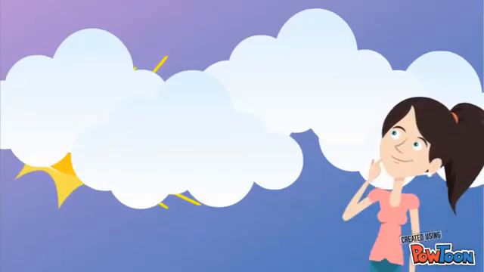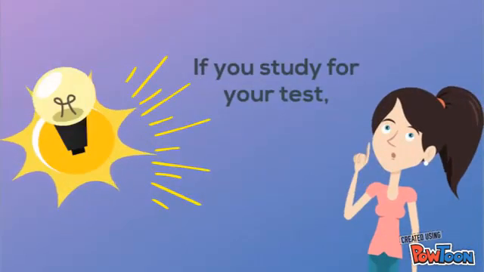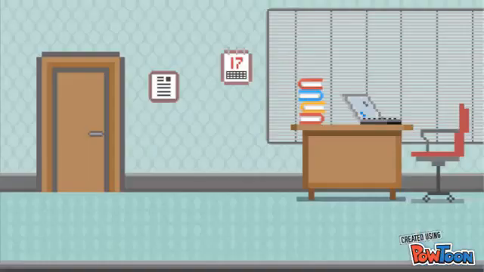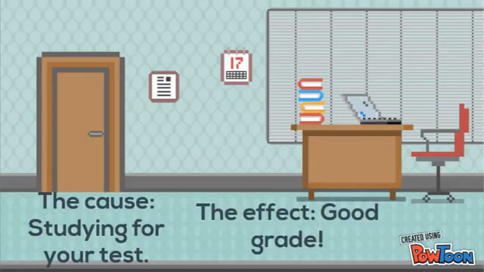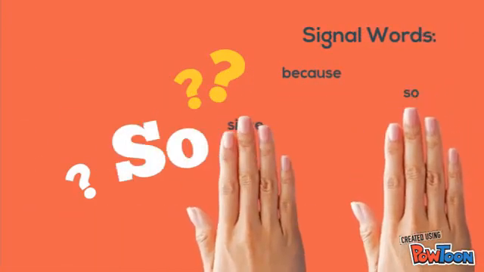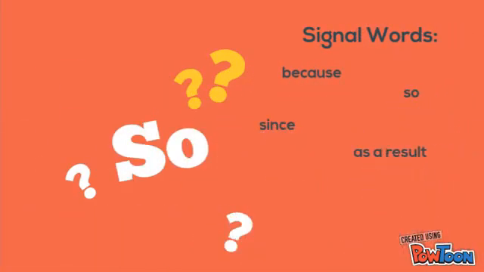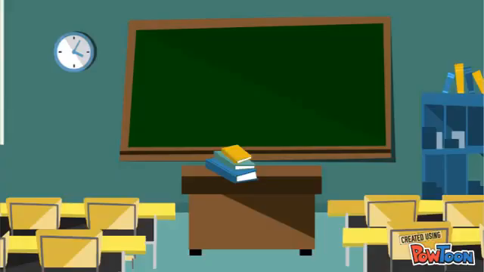Another example, if you study for your test, you may get an A. The cause? Studying for your test. The effect? Getting a good grade. When looking for cause and effect in a text, look for signal words such as because, so, since, and as a result. If you see these, you may see a cause and effect.